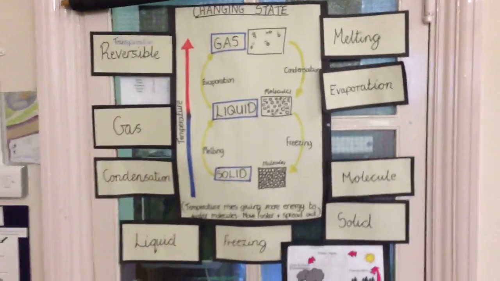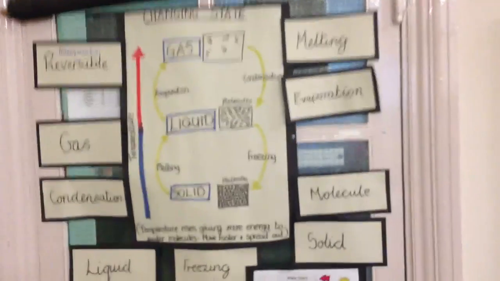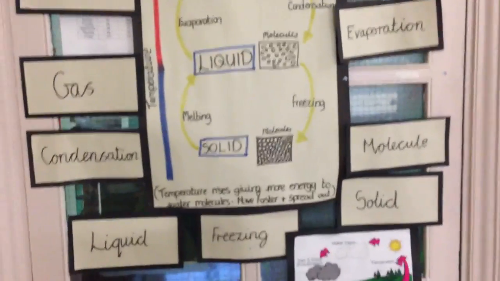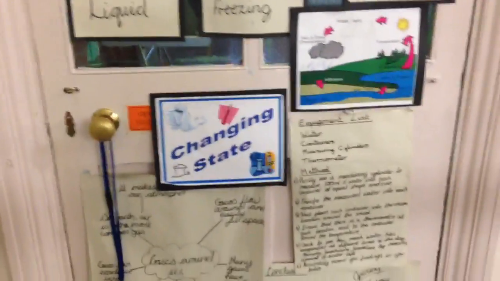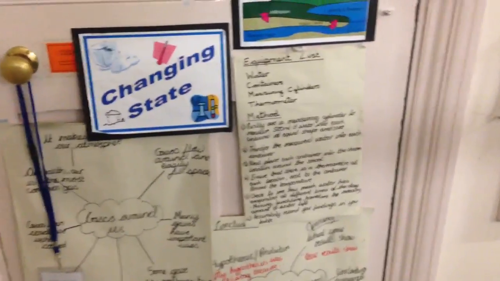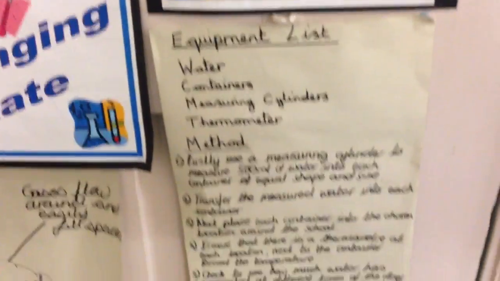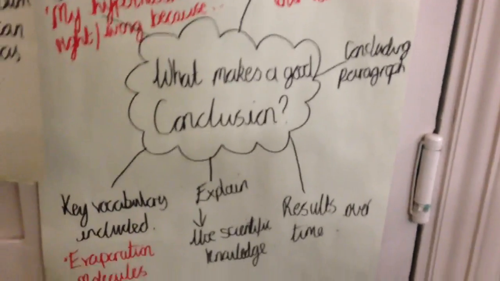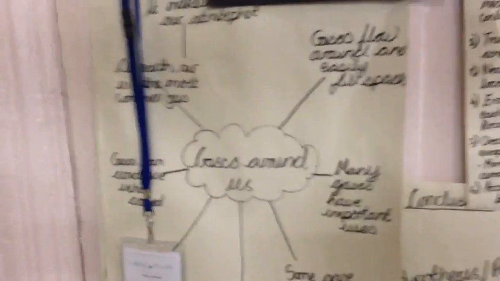Okay, nearly finished. Just want to show you one or two more examples. Here we have a science area that's displayed. Again, nothing too flash, it's just making good use of space, but still lots of good examples of the modelling and the how to get there alongside the what makes good. So what makes a good conclusion within a science investigation?